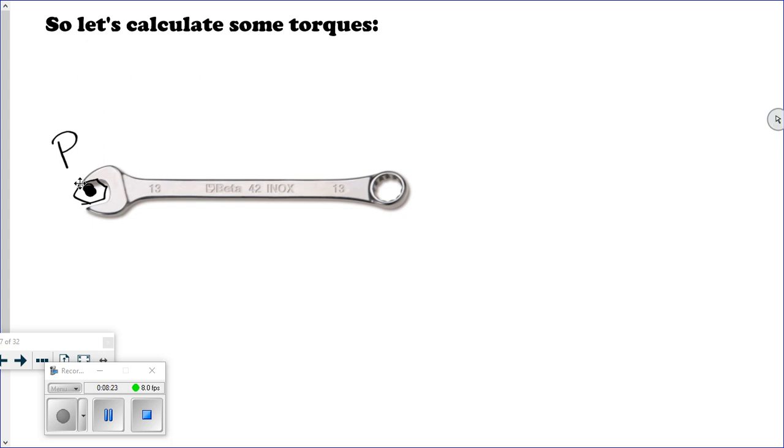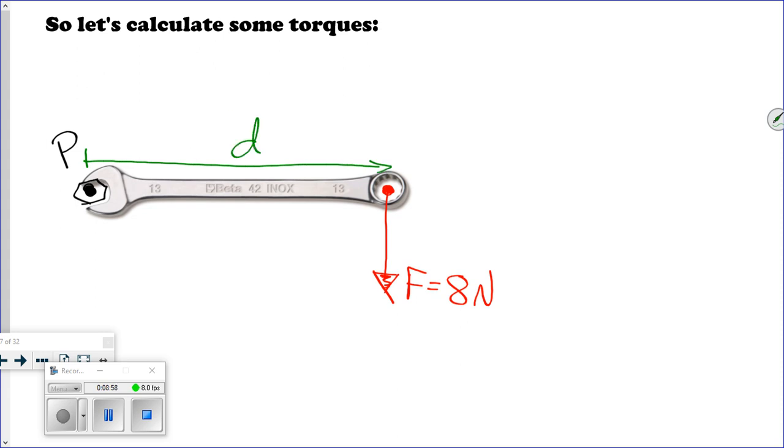So now to make this rotate, I need to apply a force. And so usually what you would do is grab the end of the wrench and push either down or up. So let's say that this force here is 8 newtons. Okay, so to calculate that torque, I need to know the length of my lever arm. So this is where our pivot point becomes important, because our lever arm is, by definition, the distance from our pivot point to where the force is applied. So that's my lever arm vector.